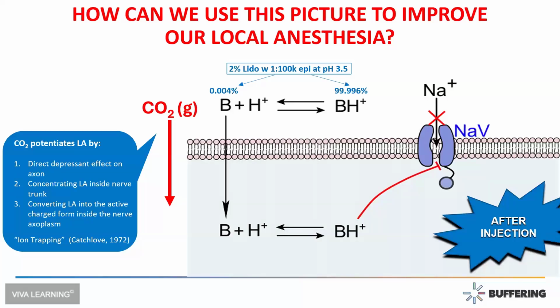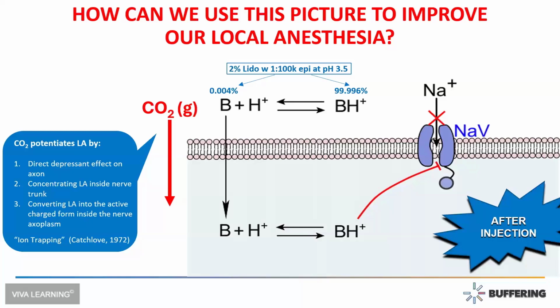Because carbon dioxide will also readily pass across the nerve membrane, it also has a direct depressant effect on the axon, concentrating local anesthetic in fat inside that nerve, and hopefully also helping to convert it back to its active, charged form that will be responsible for local anesthetic action. This is so-called ion trapping, described by Dr. Kachlov about 53 years ago. So we've known about some of this for a long time.